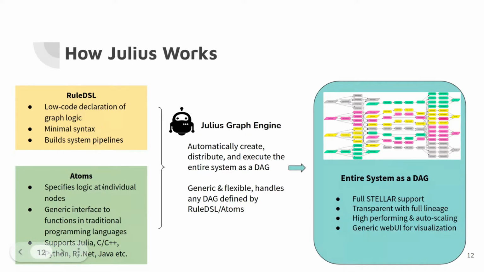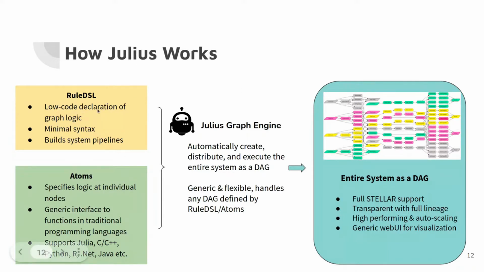The difference between the root DSL and atom is that the root DSL governs the creation of the entire graph pipeline. But what's happening at each individual node is determined by the individual atom. Basically every rule in the root DSL refers to an atom that specifies what logic to apply in individual nodes. The atom is named after atomic, meaning that it only affects one particular node. It doesn't affect any other node in the graph.